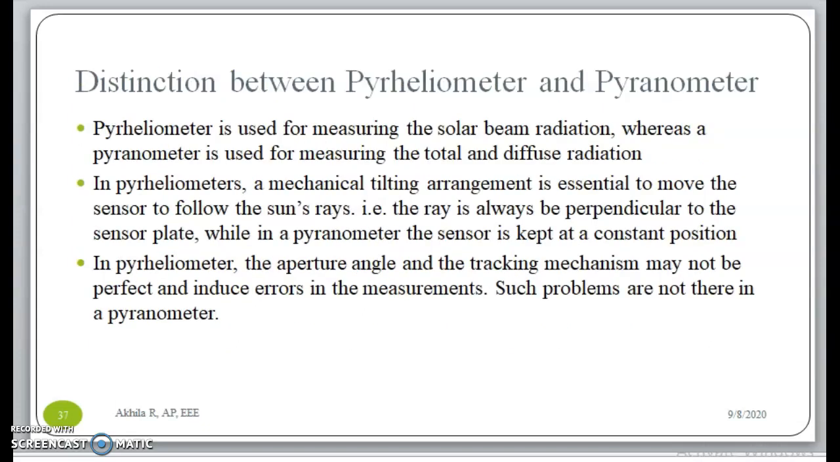Since we have seen both instruments, let's see the differences between them. The pyrheliometer is used for measuring the solar beam radiation. The pyranometer can be used for both total and diffuse radiation. In pyrheliometers, a mechanical tilting arrangement is essential to move the sensor to follow the sun's rays, which means the ray always has to be perpendicular to the sensor plate. But in the pyranometer, the sensor is kept at a constant position. Also in the pyrheliometer, the aperture angle and the tracking mechanism may not be perfect, and it may induce errors. But a pyranometer doesn't have such problems.